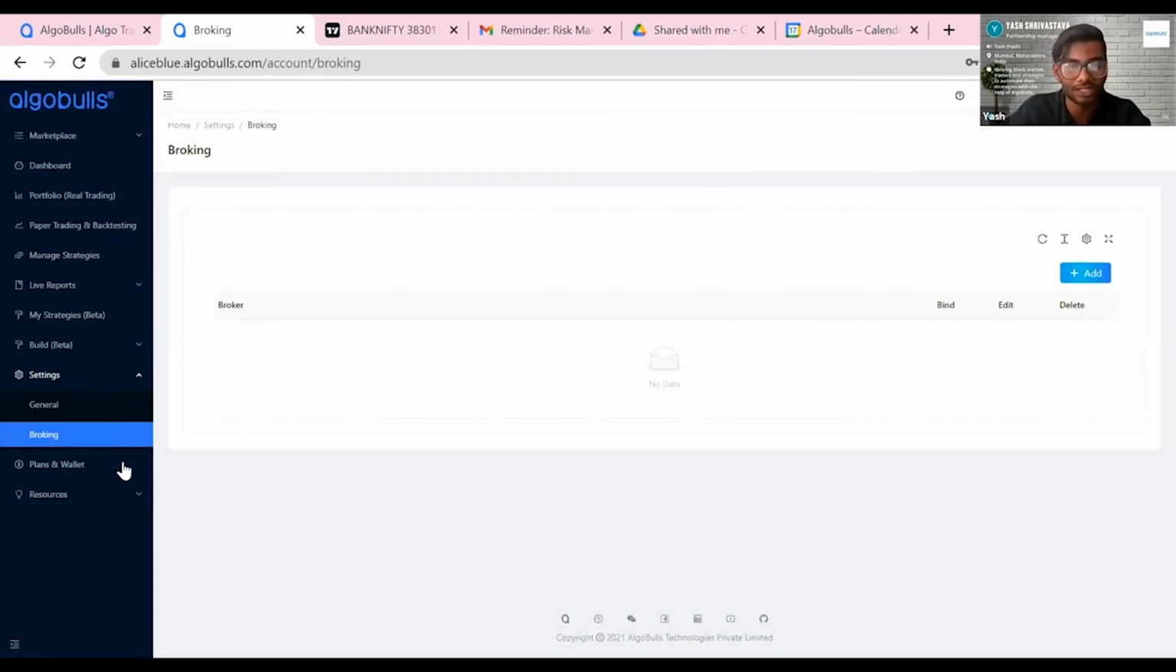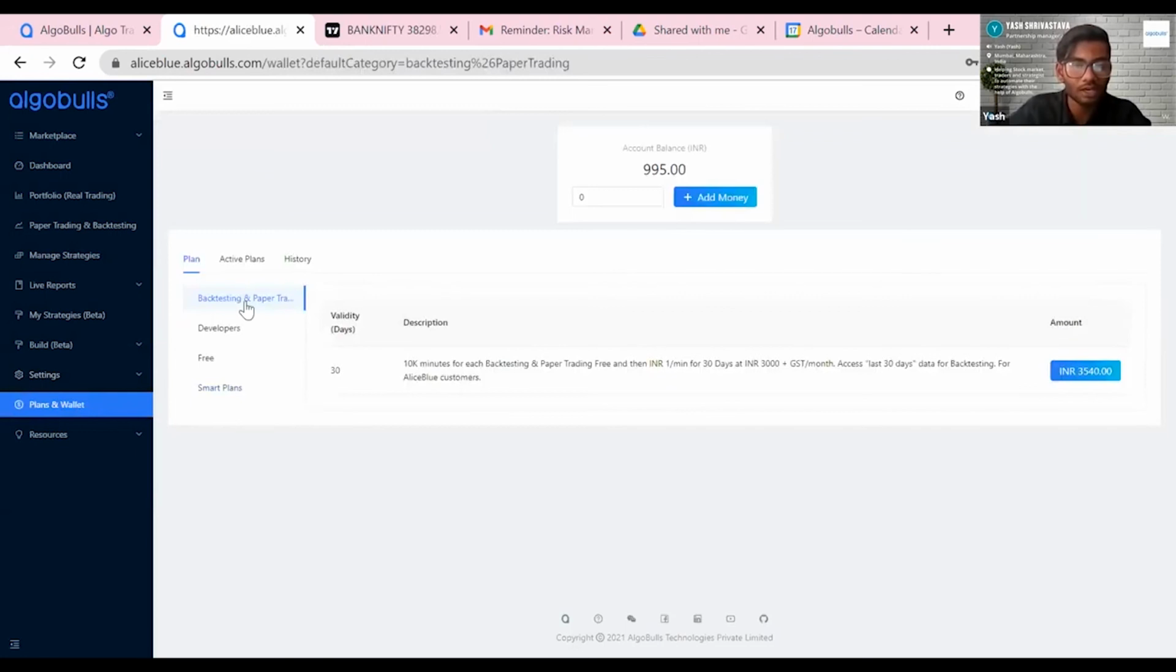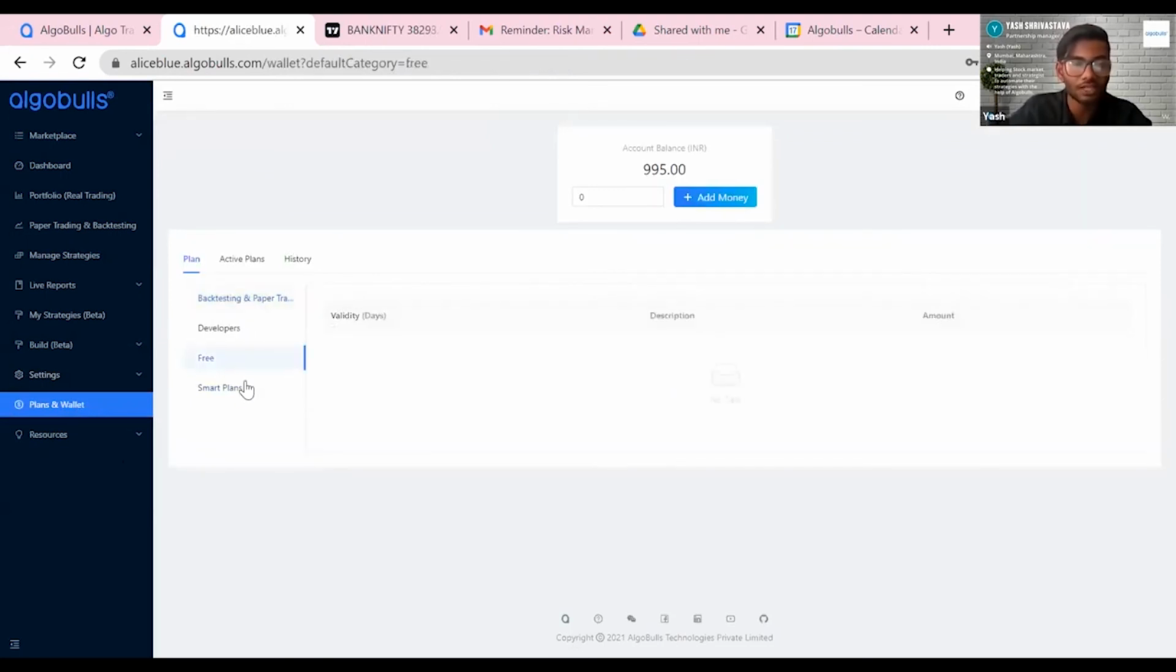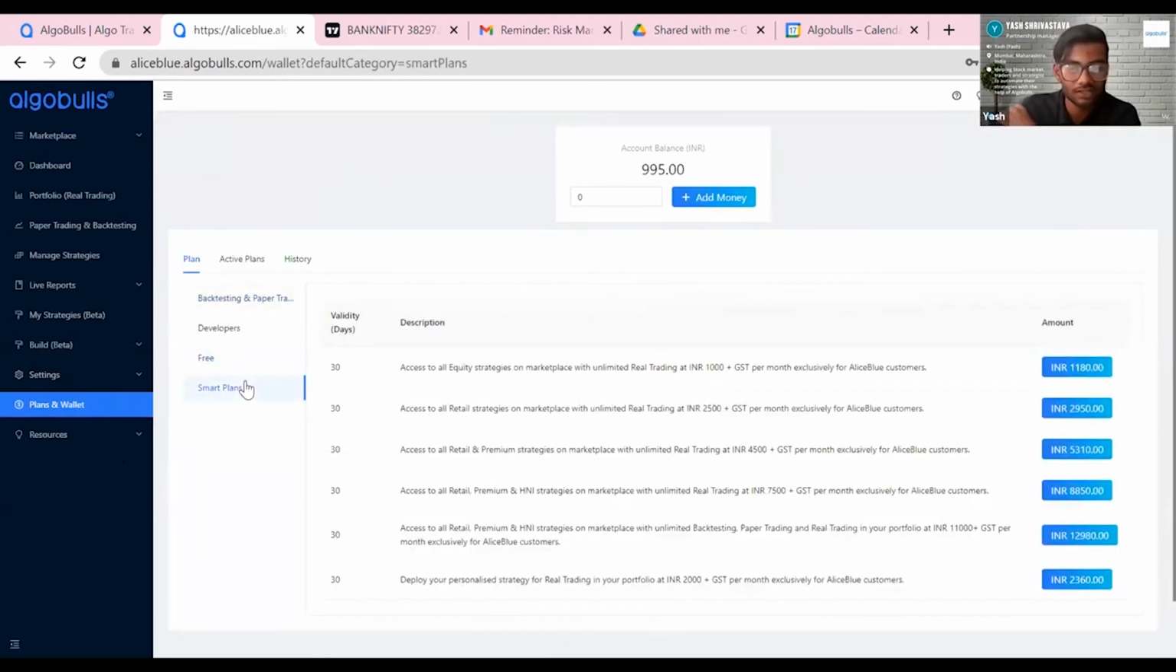Apart from this, when we go to pricing and plans, we have various different plans with respect to your requirement. In case you're looking for retail strategies, it would cost you around 2,500 rupees plus GST. If you want to access premium strategies, it would cost you 4,500 rupees. And if you want to access HNI strategies, it would cost you 7,500 rupees.